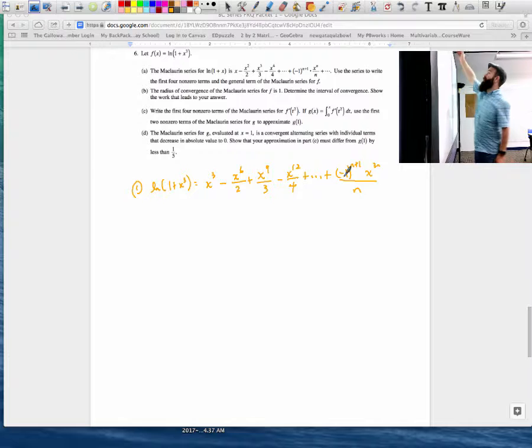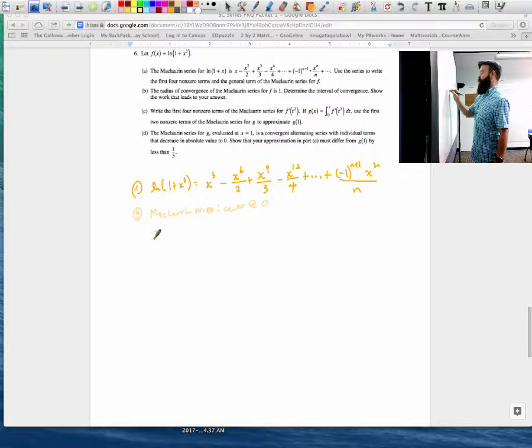For part B, it tells you that the radius of convergence of the Maclaurin series for f is 1, determine the interval of convergence. Since this is a Maclaurin series, this is centered at 0. It should have been A, right? It should be B. So this is a Maclaurin series, and so it's centered at 0. And they tell you the radius of convergence is 1.